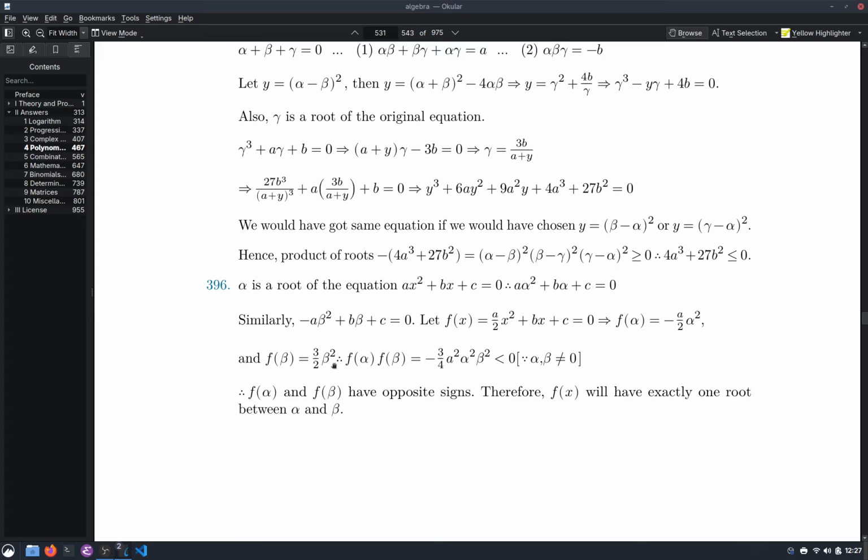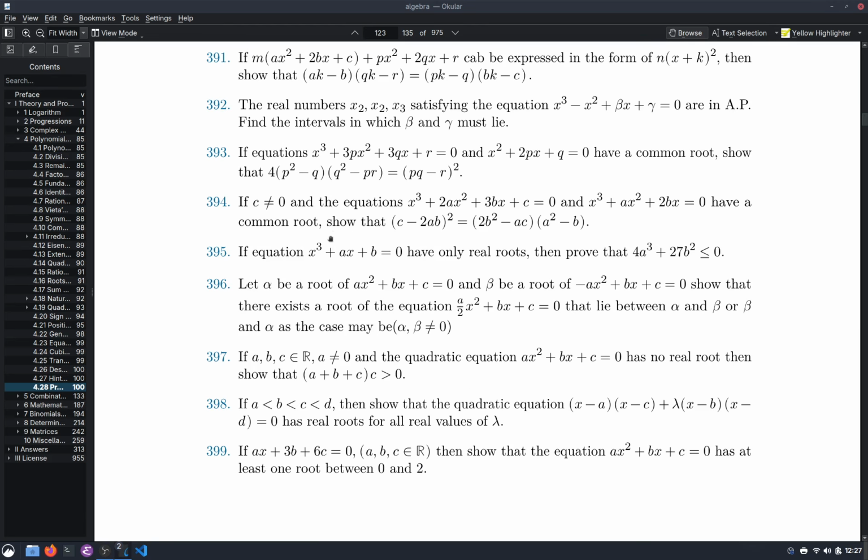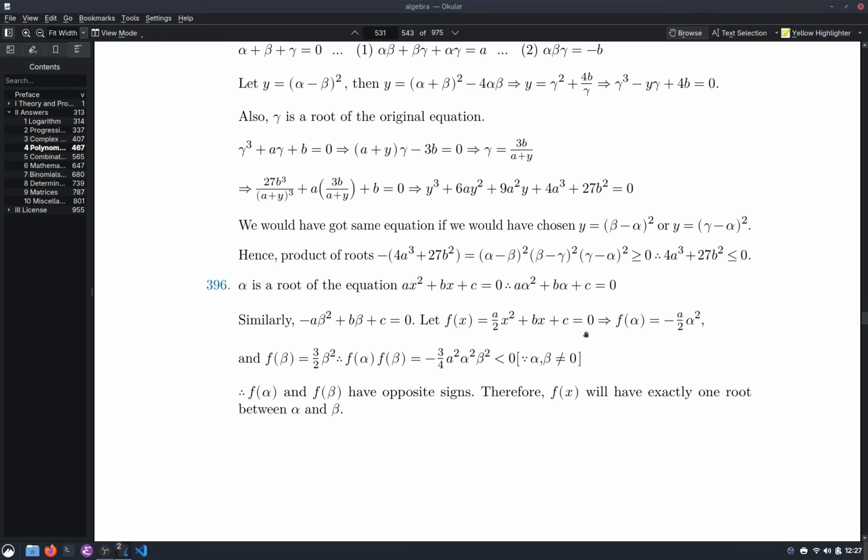Now how do we arrive at this? There is some typing mistake here, it seems. Give me a moment. So there exists a root of the equation a by 2 x square plus bx plus c. Okay. So how we have arrived at this is, you get f of alpha is equal to a by 2 alpha square plus b alpha plus c. But b alpha plus c will be minus a alpha square. So we substitute minus a alpha square. So we get minus a by 2 alpha square.